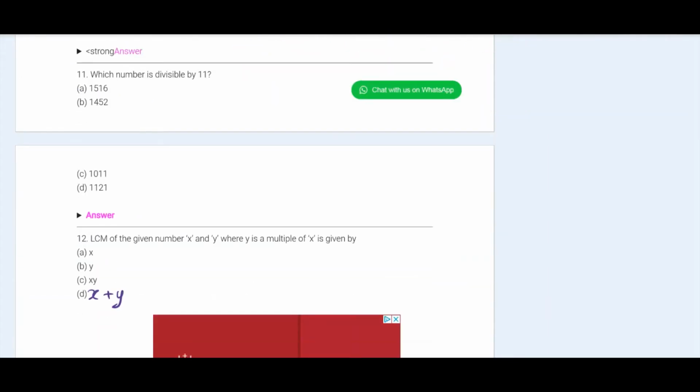Next, 11th question. Which number is divisible by 11? So the condition for divisibility test of 11 is that, let us take the first option, which is 1516. The divisibility test condition for 11 is that the sum of the digits of the alternative places should be divisible by 11. So if you take alternative places here, the sum is 1 plus 1, 2, and if you subtract from the 5 plus 6, which is 11, it will give you minus 9. So minus 9 here is not divisible by 11. So option 1 is not the correct answer.